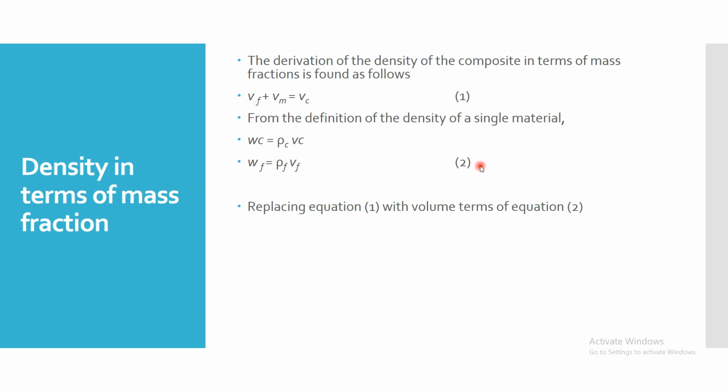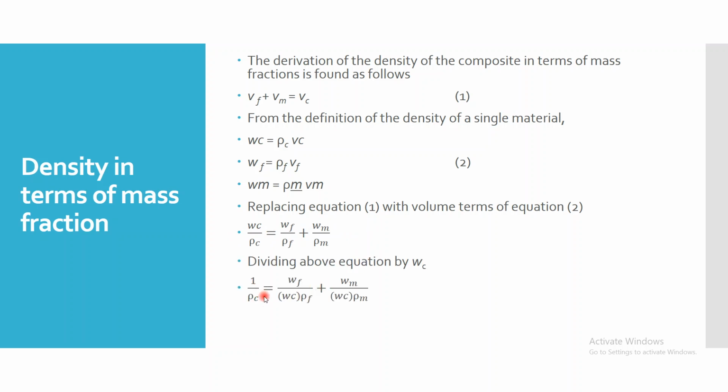Okay. So let's substitute all these terms into the main equation. If I substitute, then it results into this one. It is nothing but a ratio that we are going to get. So once we got this, since we want the density, let's consider WC and divide WC throughout these equations. So if I divide that, I am going to get 1 divided by rho C is equal to WF divided by WC, WM divided by WC. So these two are nothing but mass fractions of the fibers as well as matrix.